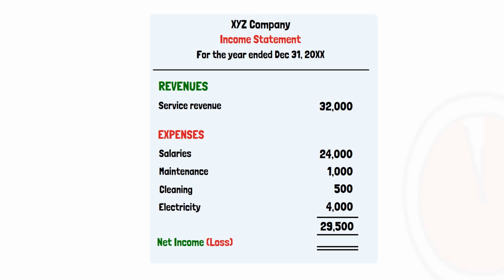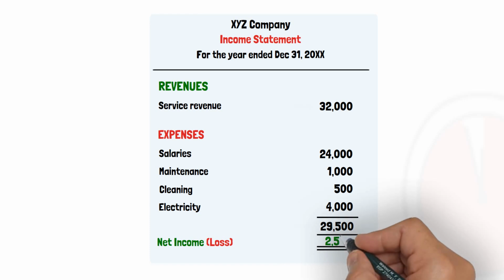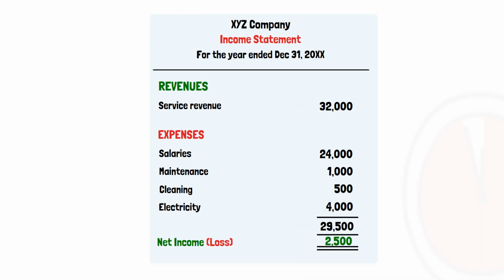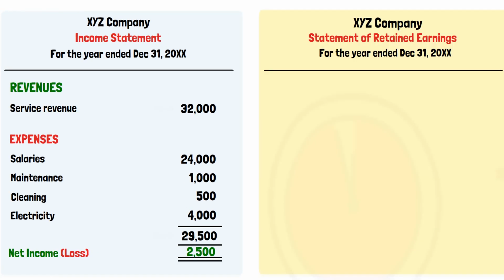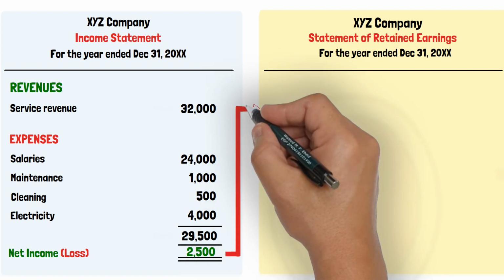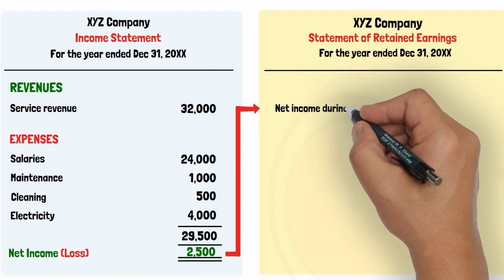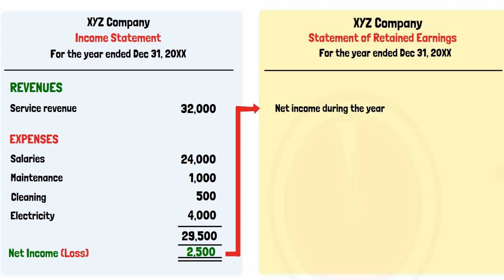Let us get back to the income statement and calculate the net income, which is the difference between the revenues of 32,000 and the expenses of 29,500, to get a net income of 2,500. In the statement of retained earnings, there is a line item for net income achieved during the period, so let us take it from the income statement and put it here in the statement of retained earnings.